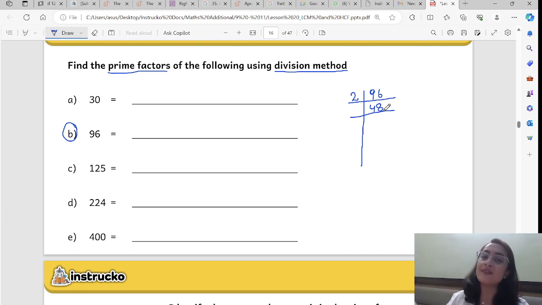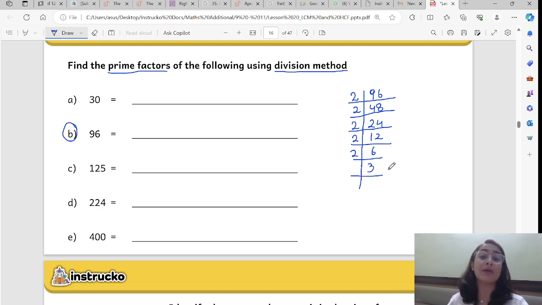Now again, repeat the same with 48. The smallest prime number which would divide 48 is again 2. So I'll write 2 here, and my answer will be 24. Now we will continue this process till we get 1. Let's divide it by 2 again. I get 12. Again, let's divide it by 2. I get 6. Let's again divide 6 by 2. I get 3. Now 3 is not divisible by 2.